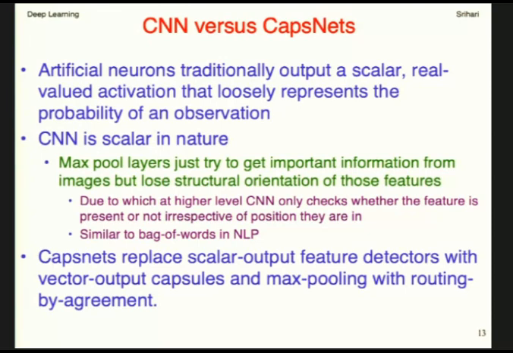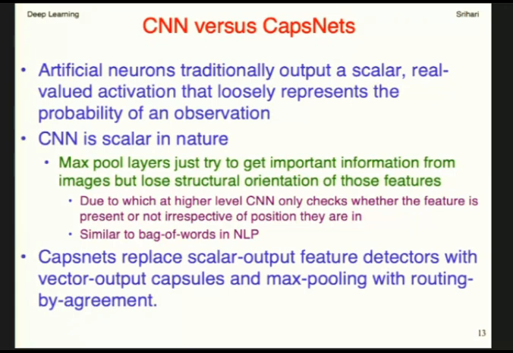So we do this comparison of the two quite a bit. CNN versus CapsNets, or capsule networks. Artificial neurons traditionally output a scalar real-valued activation that loosely represents the probability of observing that particular feature. CNN is scalar in nature, that way it's a scalar value, a probability. Max pool layers just try to get important information from the images, but ignore the structural orientation of those features. So it's kind of doing a crude operation.